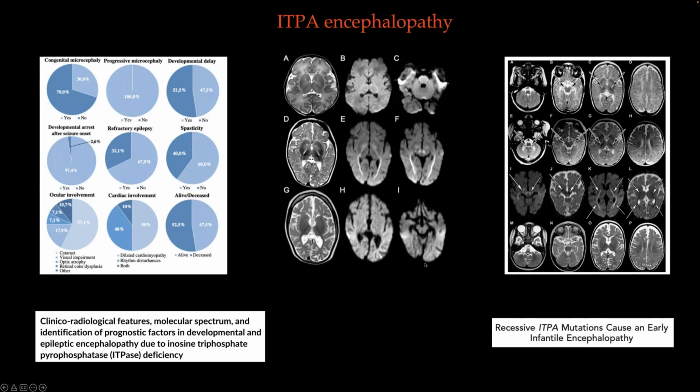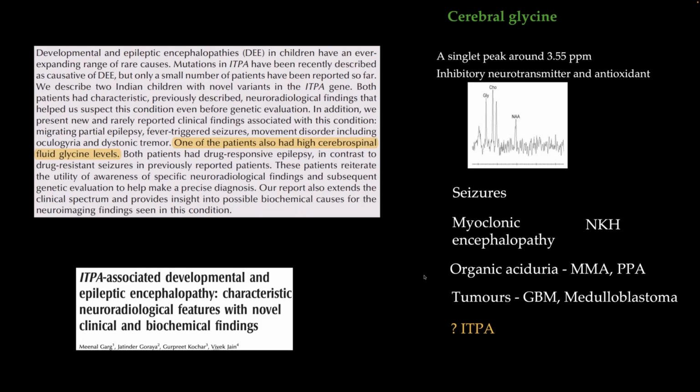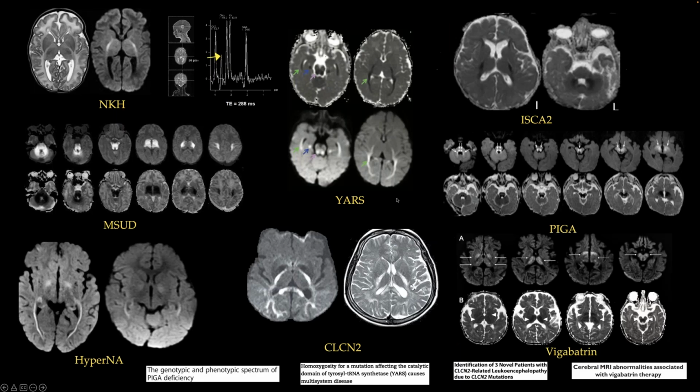Given the imaging differentials, our first differential was ITPA encephalopathy, as Dr. Vivek has pointed out. Also, Dr. Vivek's group has published a recent paper of two cases, and one of the cases had a high CSF glycine. Going through the literature, we found that cerebral glycine can be seen in these conditions. Whether to include ITPA or not, because the child was seizing and this case did not have a follow-up evaluation of the glycine levels. Other differentials based only on the imaging findings are listed over here.